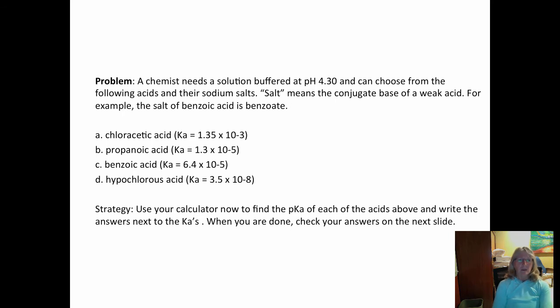The first thing I want you to do in this problem is to look at this list of 4 weak acids. We want to make a buffer that will have a pH of 4.30, and these are the choices that we have available to us. Remember, the word salt is just the same word as the meaning as the word base. So take your calculator, pause the vodcast in just a moment, and take the pKa of each of those acids. That is the negative log of the Ka. And write your answers down next to the Kas. When you're done, turn the vodcast back on and check your answers on the next slide. So go ahead and stop the vodcast now and do your math.